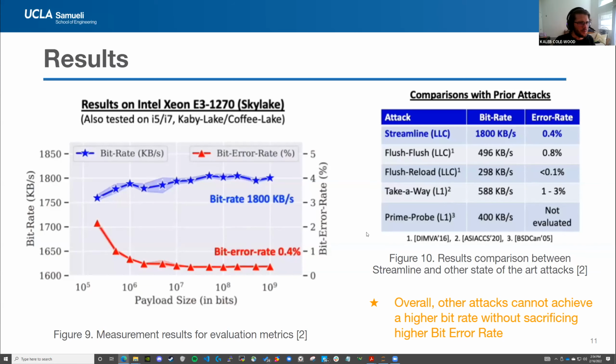These are some of the results put into tables. As a note, the table on the left shows the metrics that we just talked about in relation to the payload size. The reason why the metrics are a little bit worse for low payload size is because when we fool the replacement policy, the effect doesn't take place until about 5 kbits into the transmission, but it eventually levels off at higher payload sizes to our final values. And so looking at the table on the right, we see that all of these state-of-the-art methods obtain a relatively low error rate, but these other methods cannot obtain a high bit rate without sacrificing the error rate.